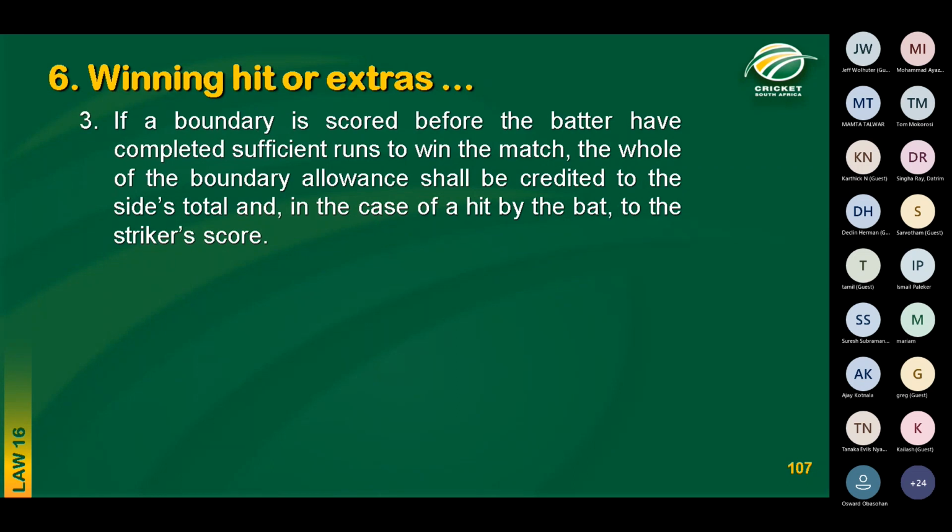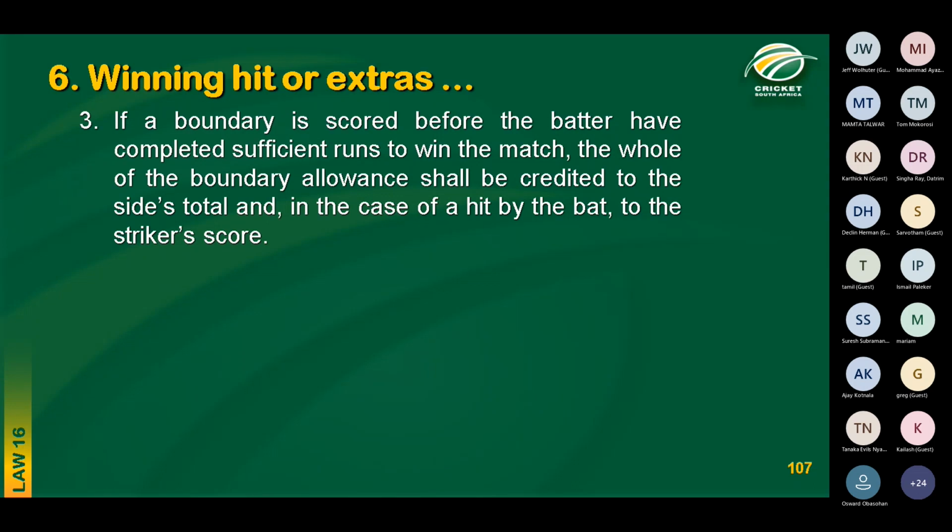Side B are chasing 200 to win the match. Side B is 198 for the loss of 3 wickets. So they need 3 more runs to win the game. The batter then drives the ball through the covers and it goes over the boundary. So the batter scored 4 runs. That 4 runs will be credited to the batting side, to their total, and the 4 runs will go towards the batter. Okay.